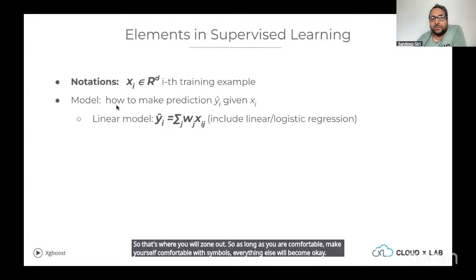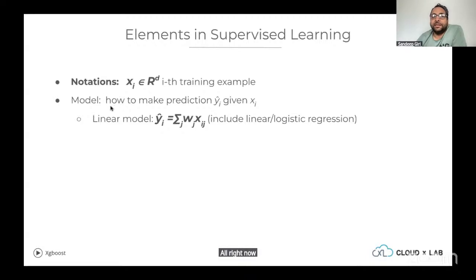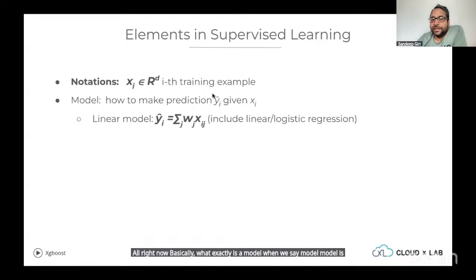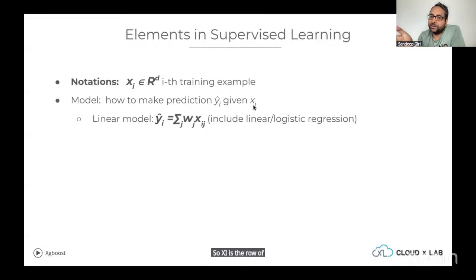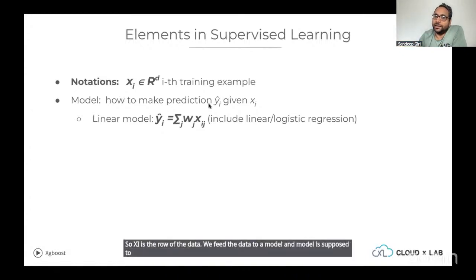All right. Now, what exactly is a model? When we say model, a model is something that gives the prediction given the input. Xi is the row of the data. We feed the data to a model, and the model is supposed to make the prediction y.